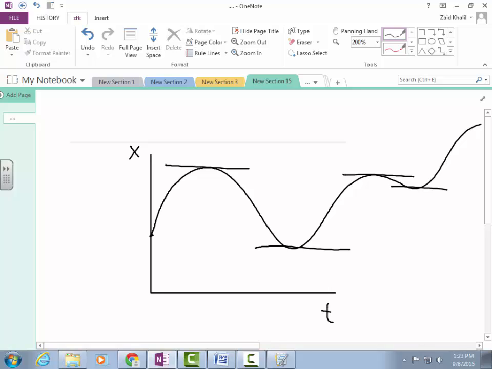What do I mean by that? Are they the extrema of this graph, yes or no? No. Why? Because the extrema of the entire function can occur at what points?